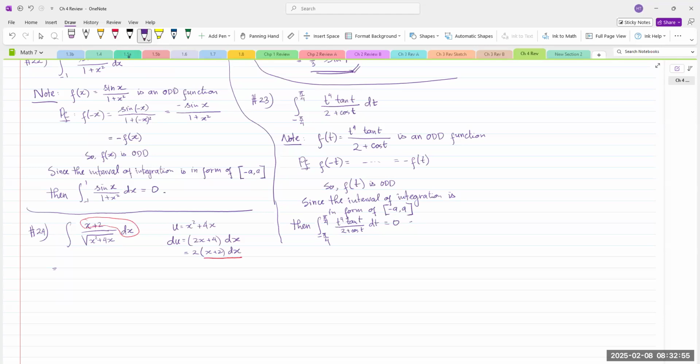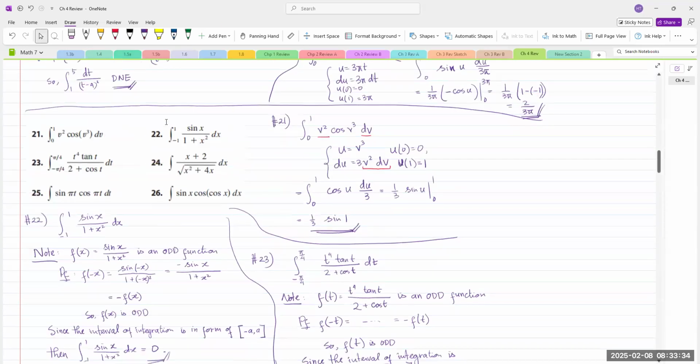So this becomes the integral of du over 2 times u to the power of negative 1/2, which is 1/2 times 2 u to the power of 1/2 plus constant, of course, which is u to the 1/2, the square root of x squared plus 4x, plus constant. That's for number 24.